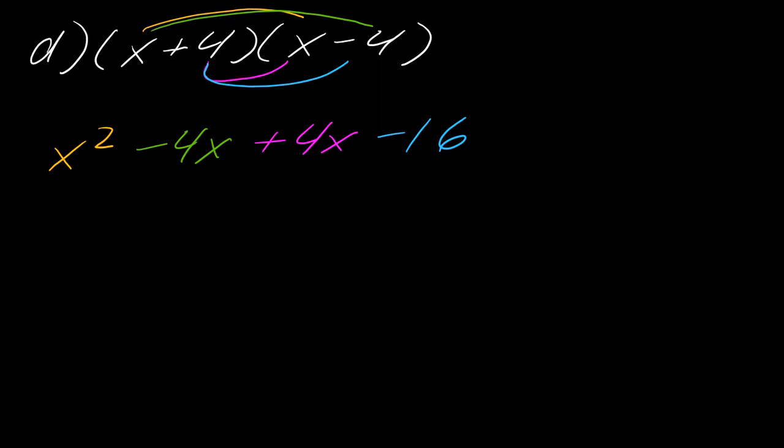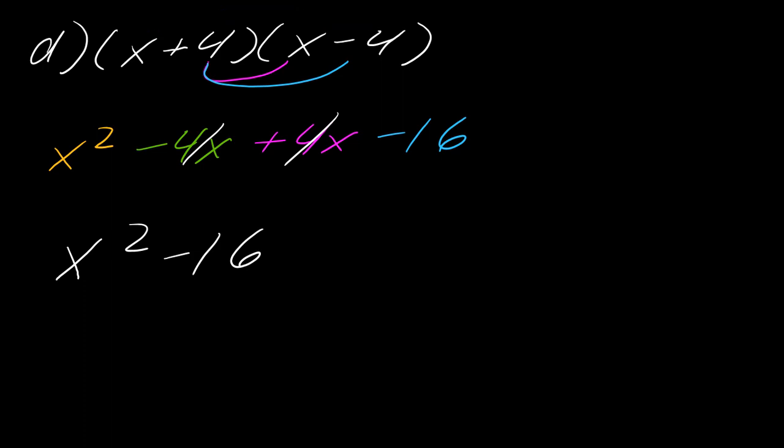So notice what happens in this case. The negative 4x and the positive 4x actually drop out entirely, so I'm just left with x squared minus 16. So let me erase these lines so we can focus on this for a moment. I want to point something out.